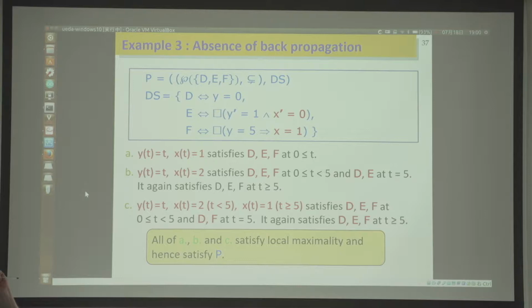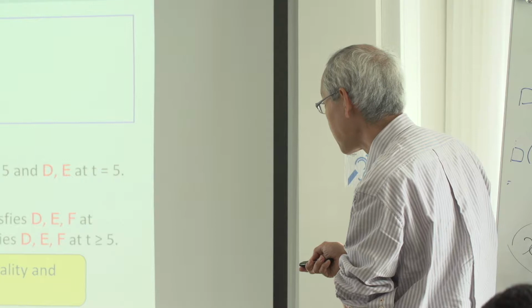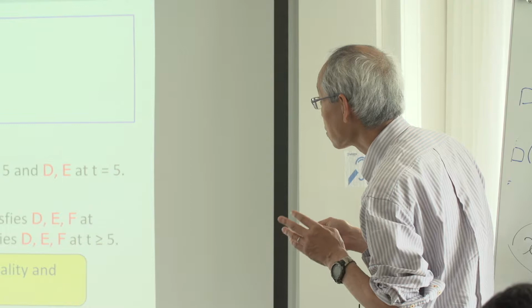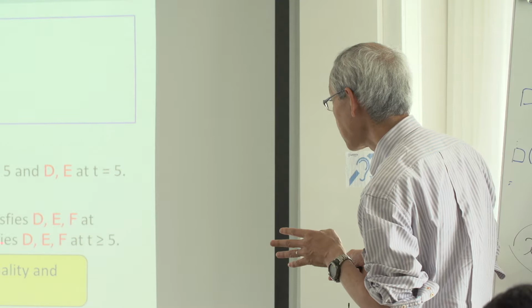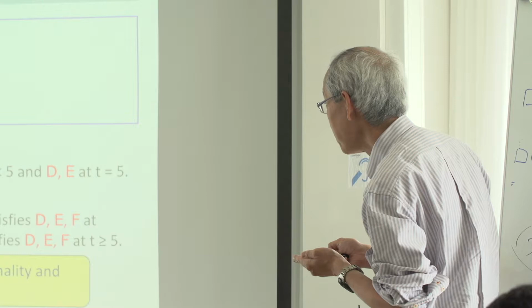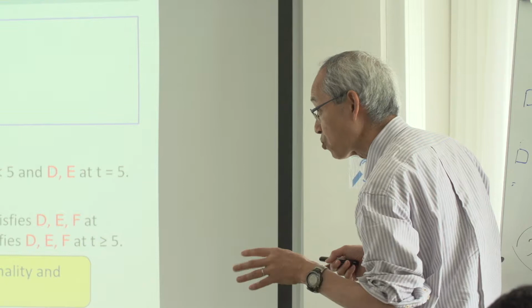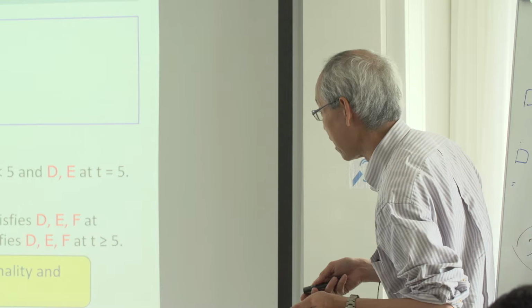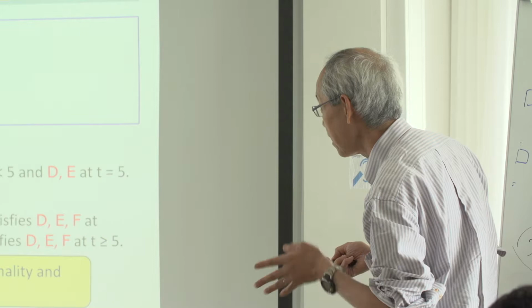Here y is the same, but the value of x is 2 before time 5, and it resets to 1 at time 5. Let's consider this solution. It satisfies all the constraints before time 5, and at time 5 it satisfies constraints D and F instead of D and E. And it again satisfies all constraints after time 5. So this is another way to extend the solution before time 5. Actually, the sets D and E and D and F are not comparable, and both are equally reasonable ways to extend the solution before time 5. So in our semantics, we allow both trajectory B and trajectory C, as well as trajectory A.